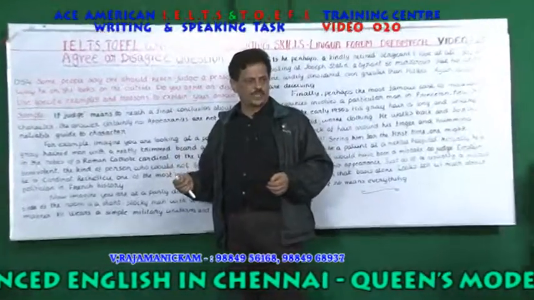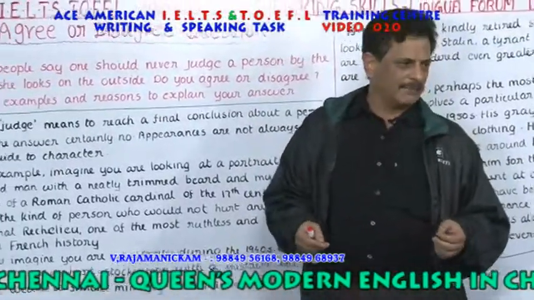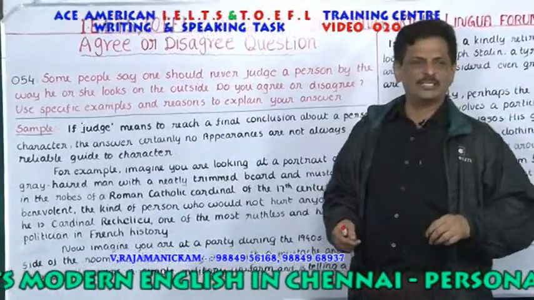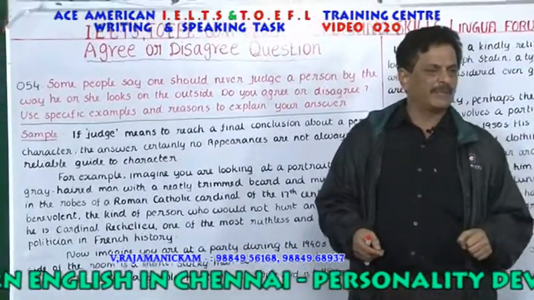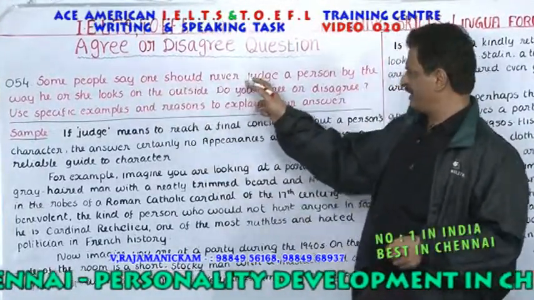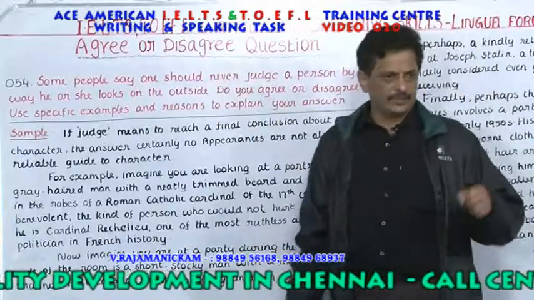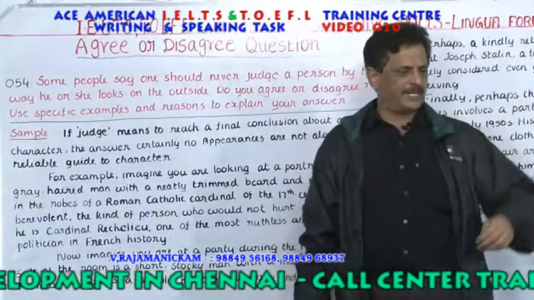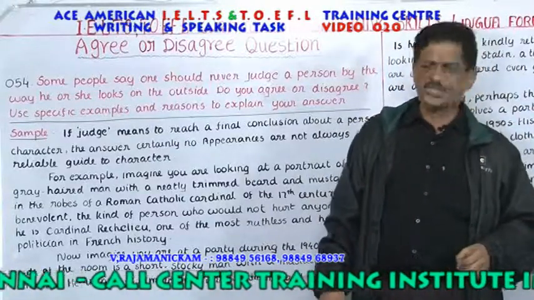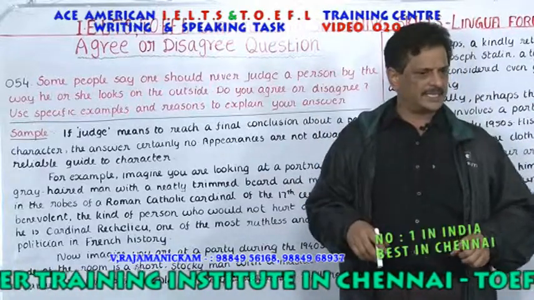The topic here is very simple, very eloquent and wonderful. By seeing a man or a woman and his or her appearance, can you judge him? Very interesting topic, isn't it? Some people say one should never judge a person by the way he or she looks on the outside. Do you agree or disagree? Do you accept that statement?